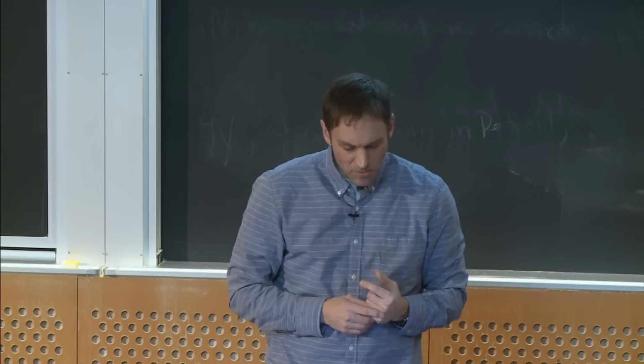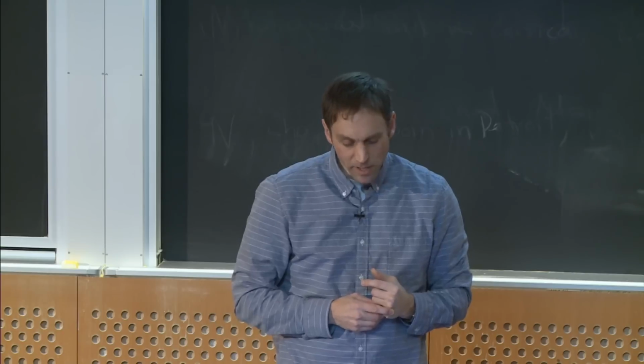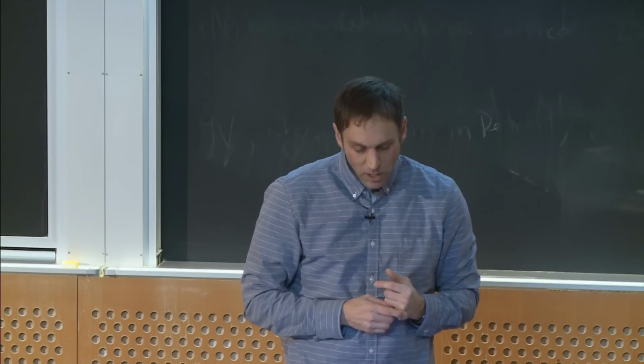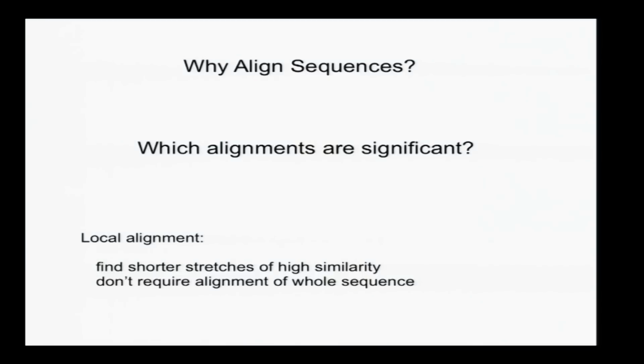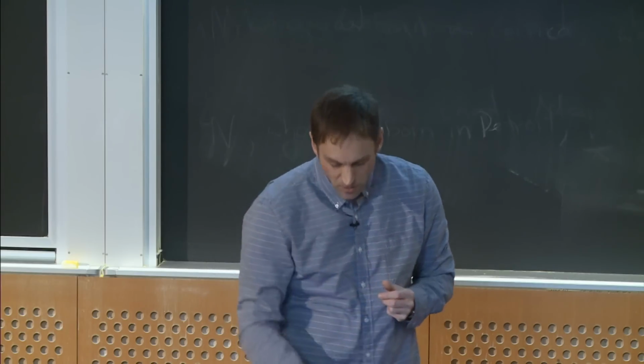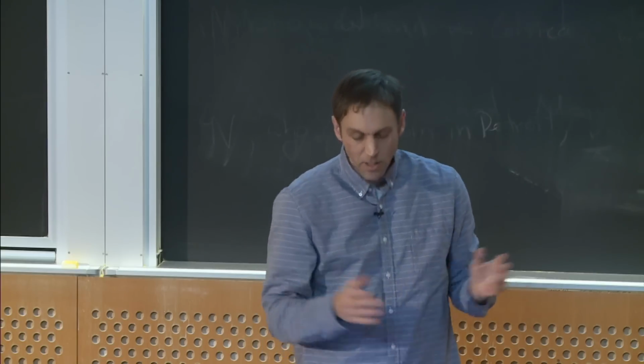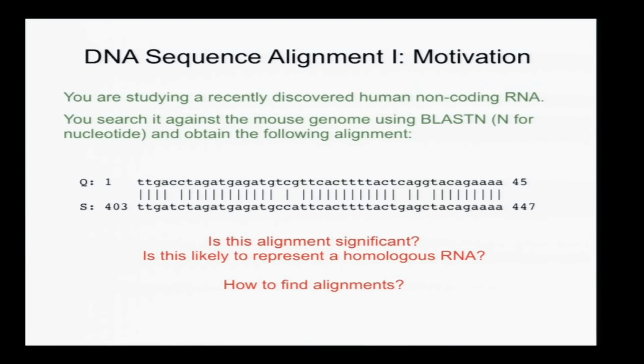There are others. So we're going to first talk about local alignment, which is a type of alignment where you want to find shorter stretches of high similarity, okay? And you don't require alignment of the entire sequence. There are certain situations where you might want to do that. So here's an example. You're studying a recently discovered human non-coding RNA. As you can see, it's 45 bases. You want to see if there's a mouse homolog.